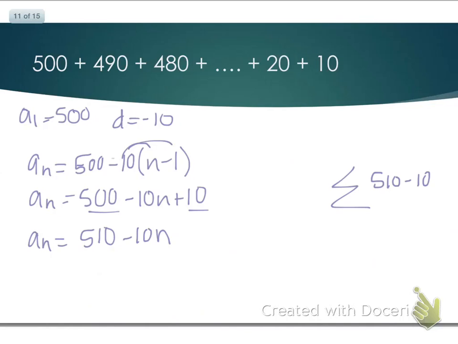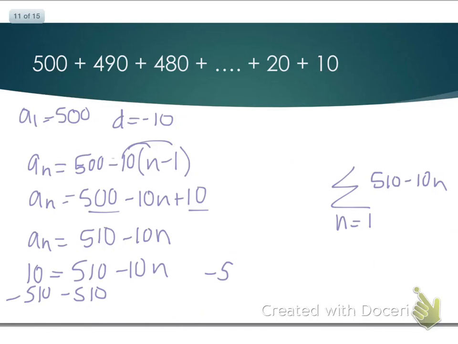510 minus 10n. We're starting at our first term. We plug in our last term so that we can figure out how many terms I have. So we're going to subtract 510 to get -500, divide by -10, so n is 50. So there are 50 terms in it.